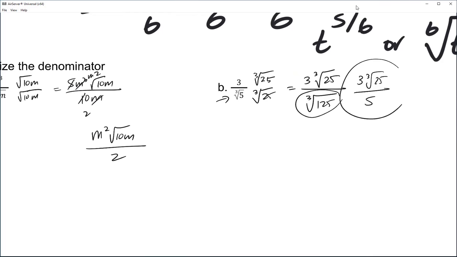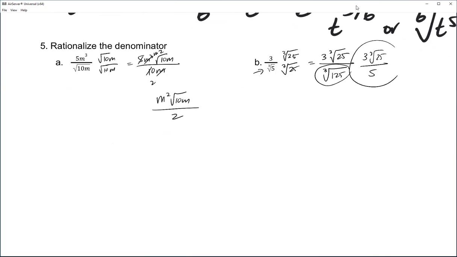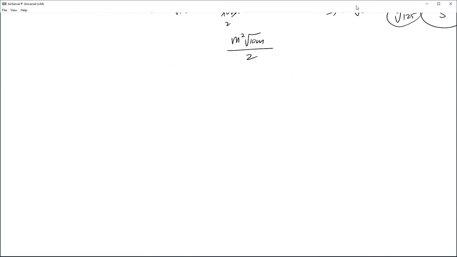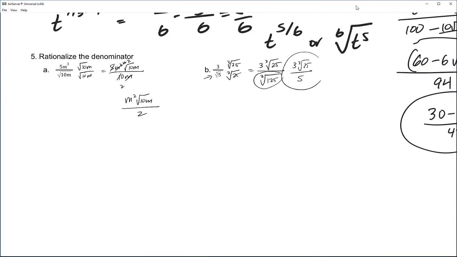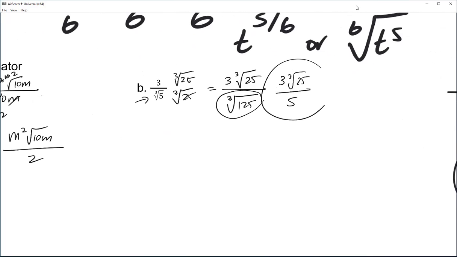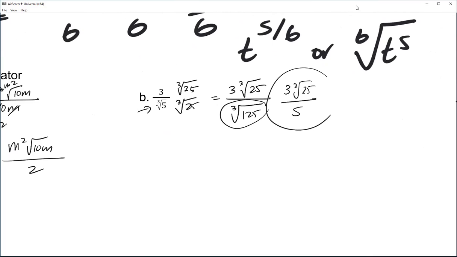Cool. All right. Next page. Is it? Yeah. Yes.